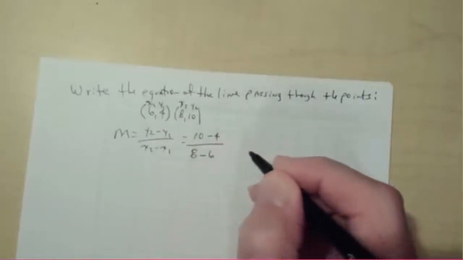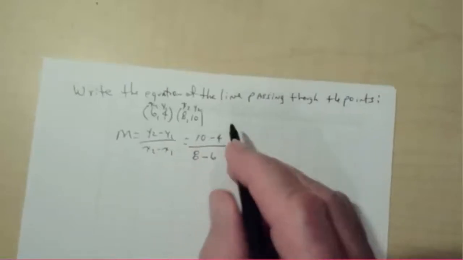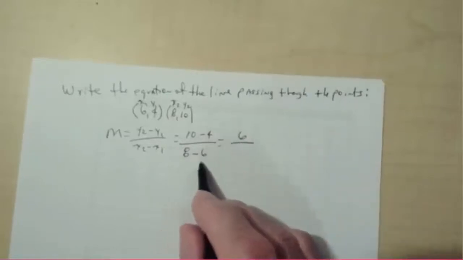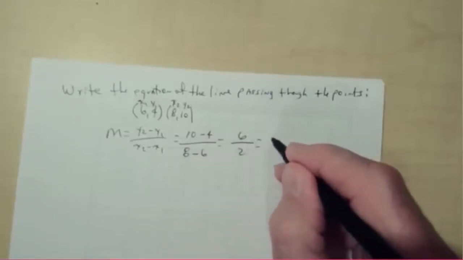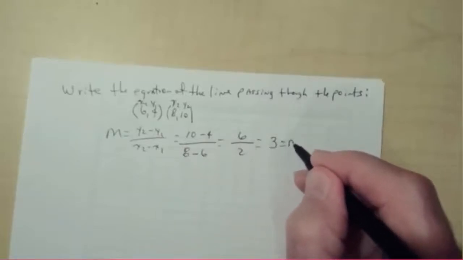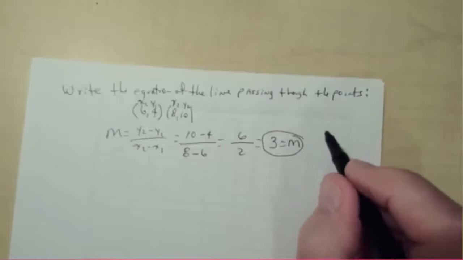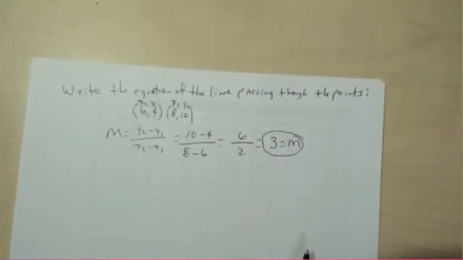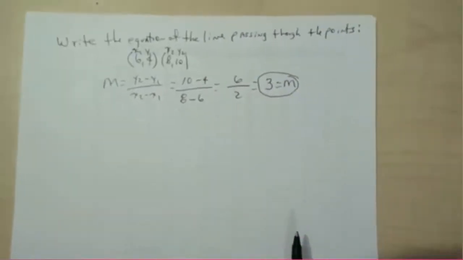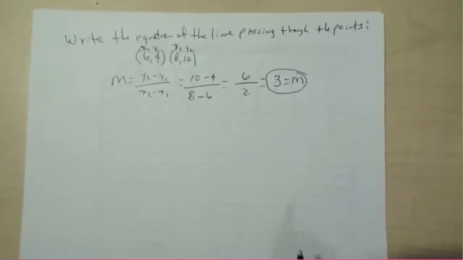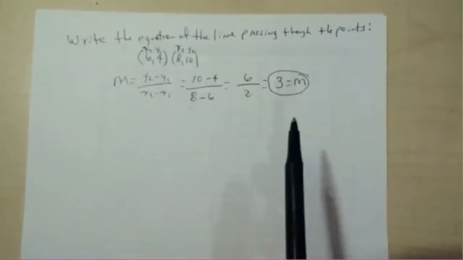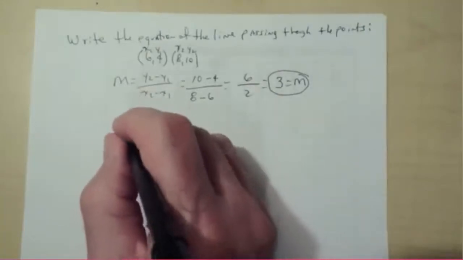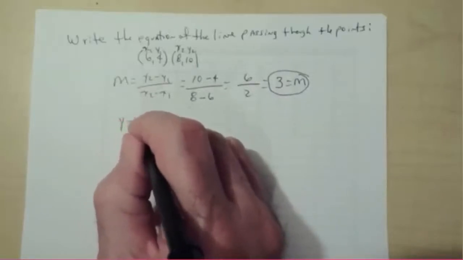Now we do the arithmetic. 10 minus 4 is, what is that, 6? 8 minus 6 is 2. So our slope is 3. Now what do we have? We have 2 points and we have slope. So what formula do you think we're going to use now? You're so smart. Let's see. Yeah, point slope. Because we have points and we have the slope. So remember, point slope is y minus y1 equals m open x minus x1.